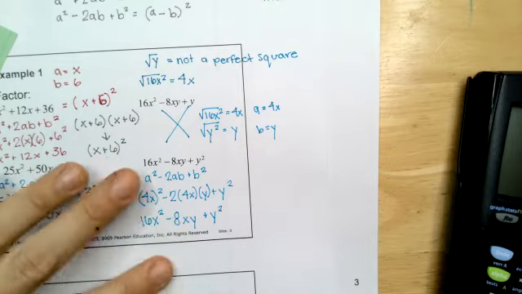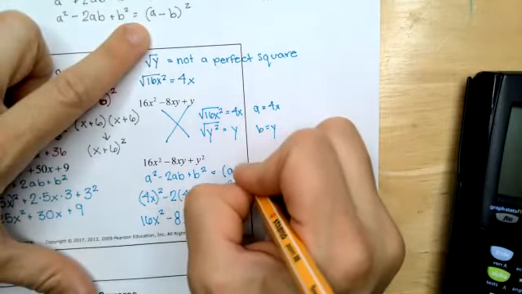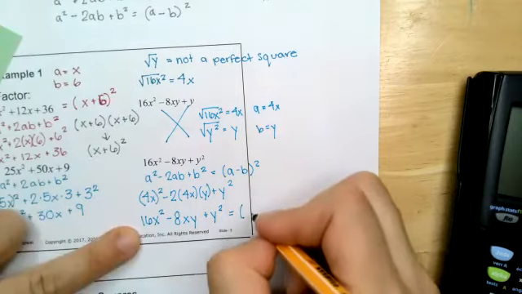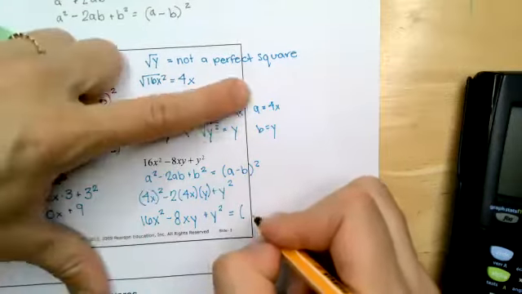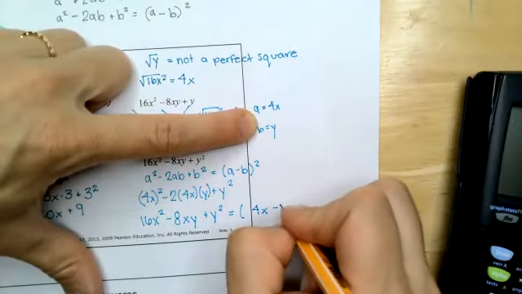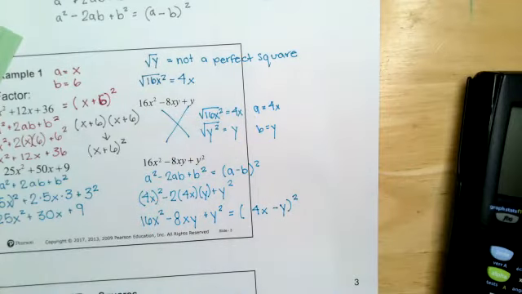Good. That means we can use a minus b quantity squared. So we know this becomes a was 4x minus y, b is y, quantity squared. Good. Good.